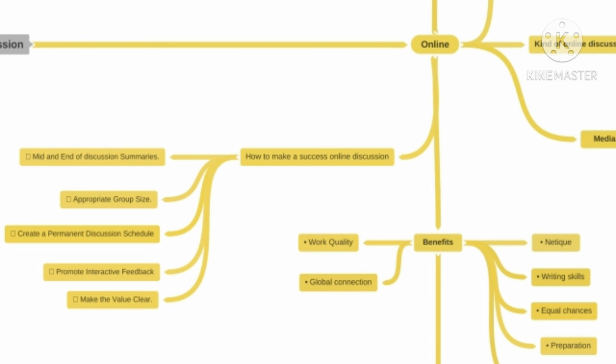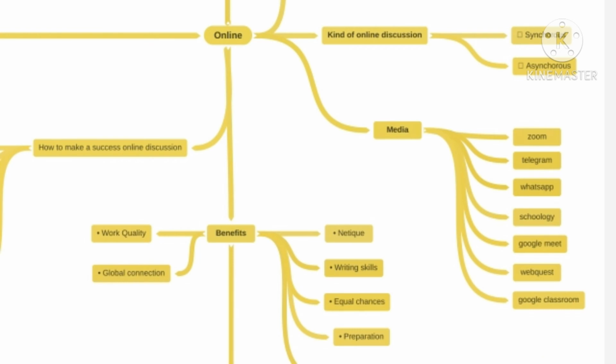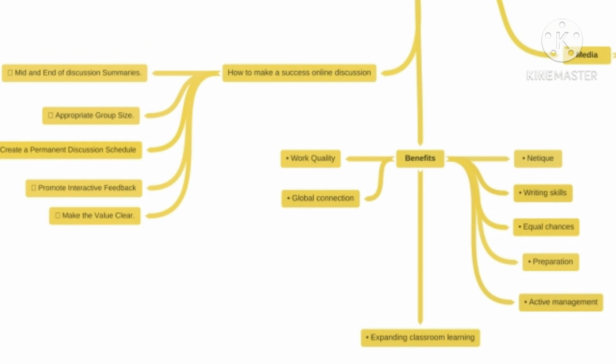So it's about media. There are Zoom, Telegram, WhatsApp, Schoology, Google Meet, WebQuest, and Google Classroom. So there are benefits of online learning. The first one is work quality, global connection, native writing skill, instinctual sense and preparation, and active management. So in the benefits, there is expanding classroom learning.